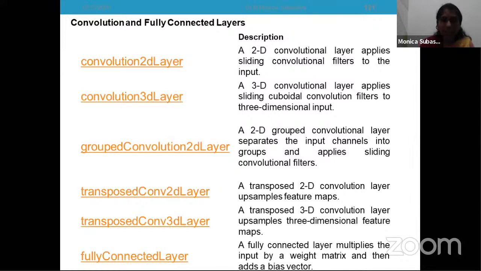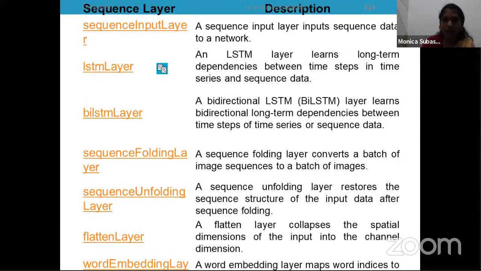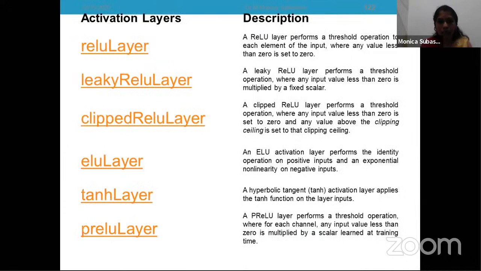Sequence layer, LSTM layer is also available. Time steps in time series and sequence data. If your project is related or depending upon time series, go ahead with the LSTM. Or you can go ahead with the bidirectional LSTM. Even that is available in our MATLAB toolbox. Right. Coming to activation layer, there are many ReLU layers available.